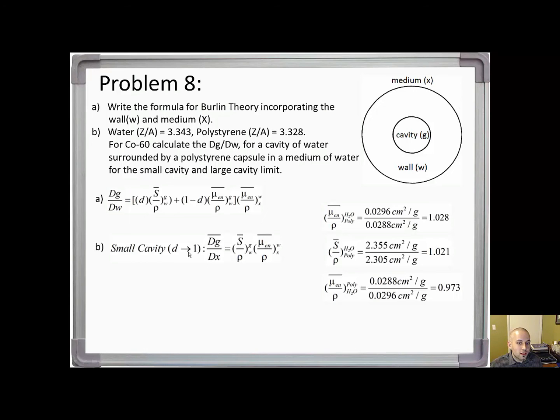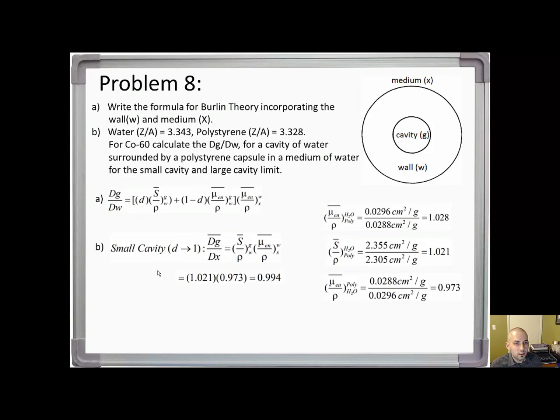If you remember, for small cavity, D goes to 1. Substitute 1 in, so this term disappears, and I'm left with just this quantity. I went ahead and gathered the values, because it's just a matter of going through a table or searching online for the ratios. So you can go ahead and plug it in. For small cavity, we get an answer of 0.994, which is pretty close to 1 for the similar Z over A's.